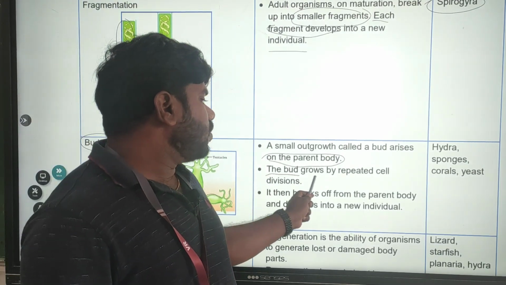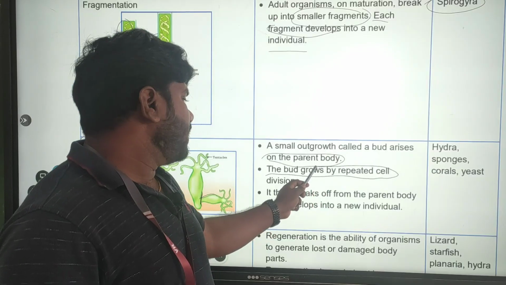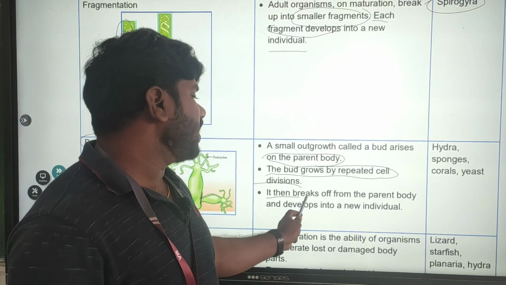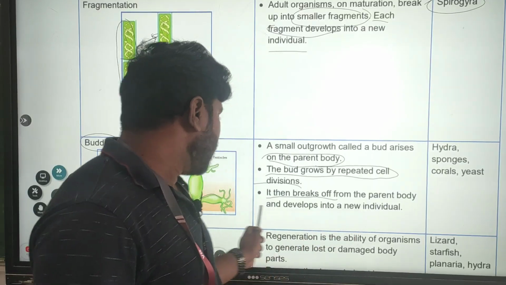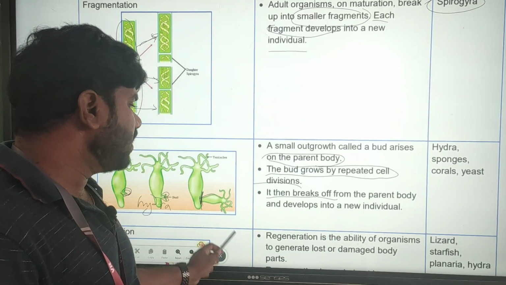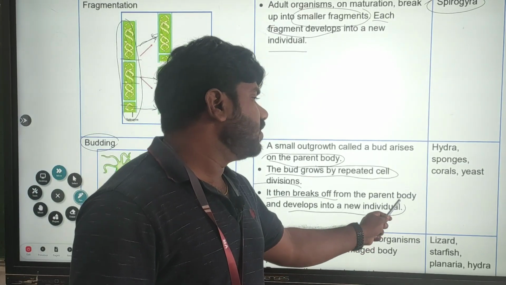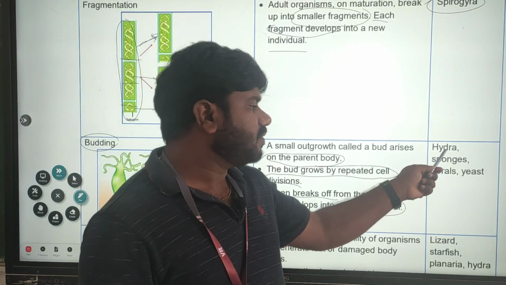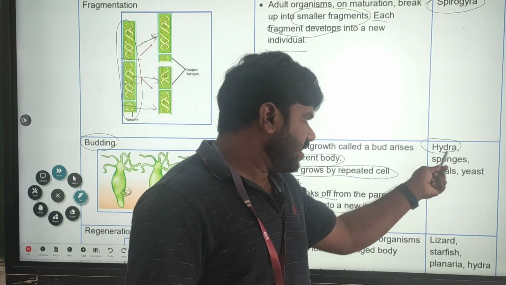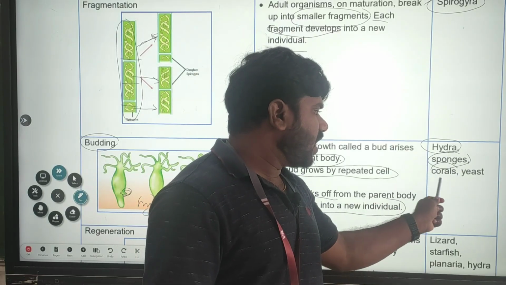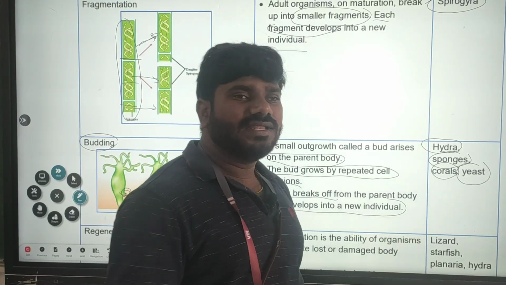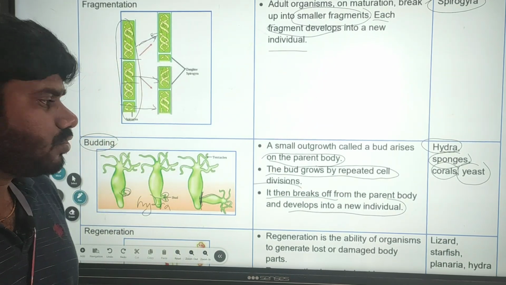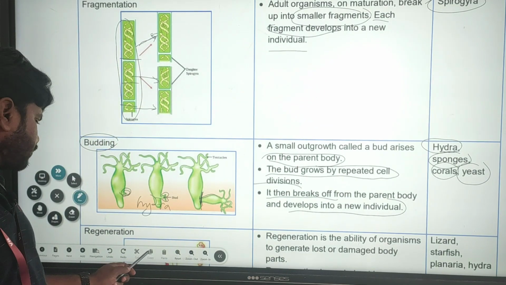Okay, the bud grows by repeated divisions, and it then breaks off from the parent body and develops into a new individual. In the budding process, we will see examples of organisms like hydra, sponge, corolla, and yeast. These are some of the organisms that reproduce through the process of budding.